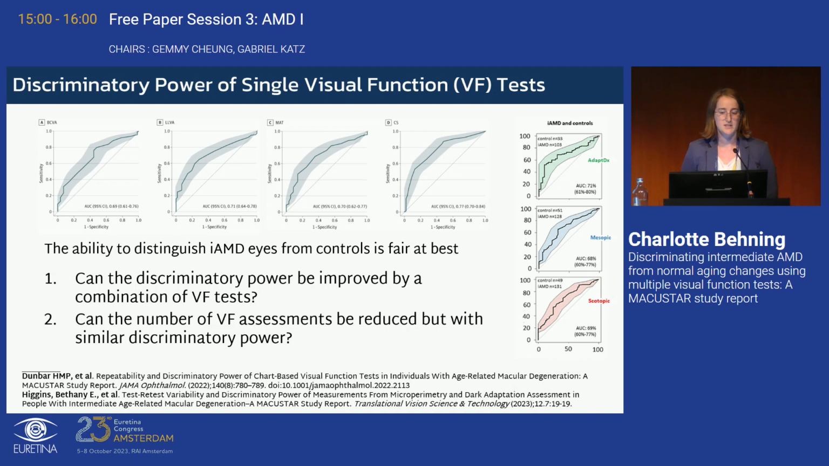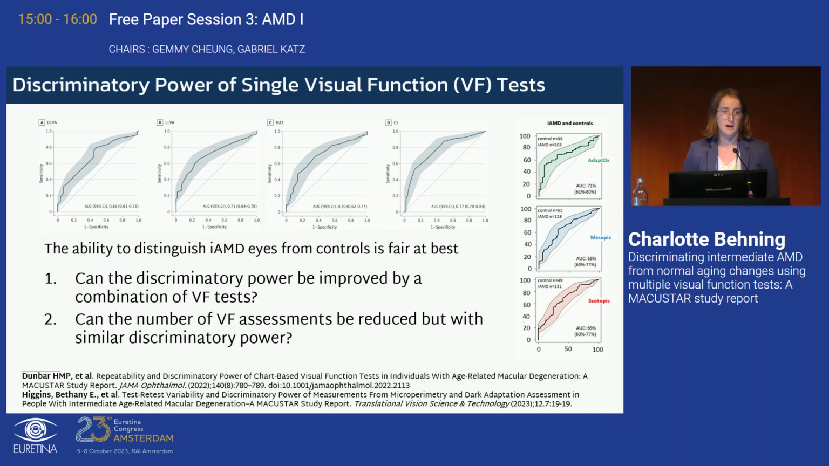To assess the discriminatory ability, we used the receiver operating characteristics and the corresponding area under the curve. If the curve is in the upper left corner, it means perfect separability, and if it's on the diagonal, it's no better than chance. On this complete case data set, the AUC is between 0.6 and 0.74. So the ability of single visual function metrics to discriminate is fair at best.